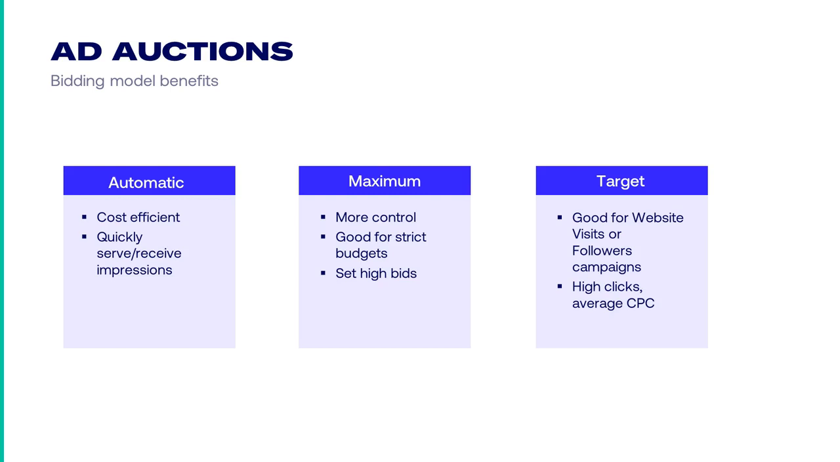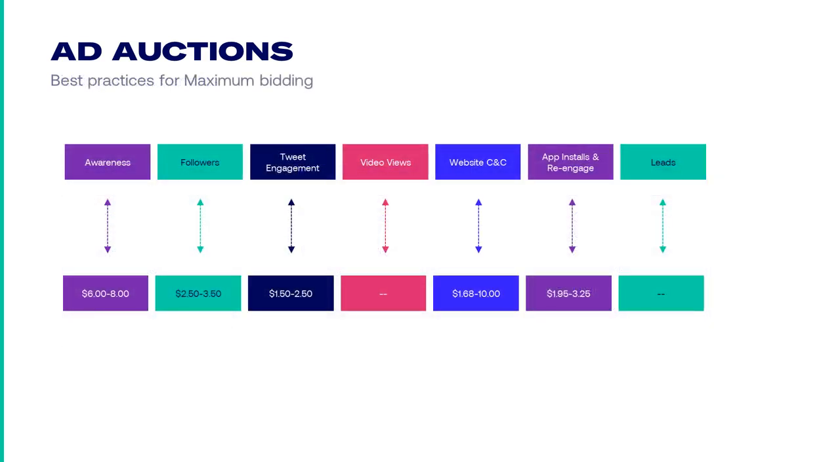For advertisers that select either the website visits or followers campaigns, target bidding is the default selected pricing option. Target bid pricing is likely to result in more link clicks while maintaining an average cost per link click that works for them. To manually set your bid, it's important to think about how much a certain objective will be worth to you over the lifetime of your relationship with that user.